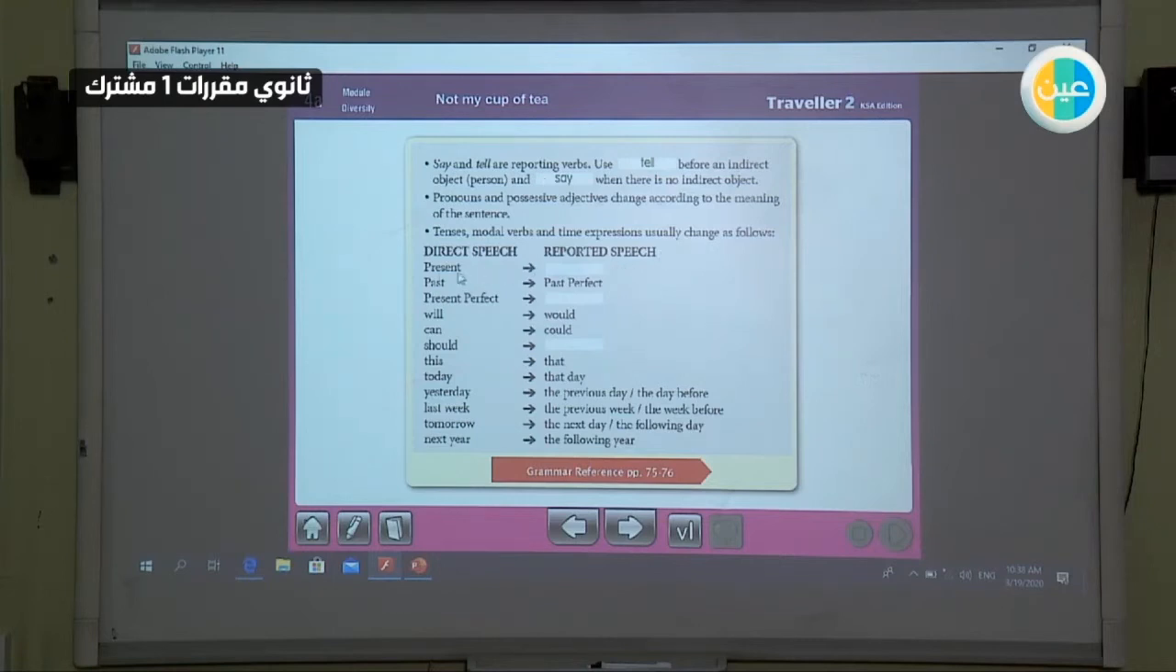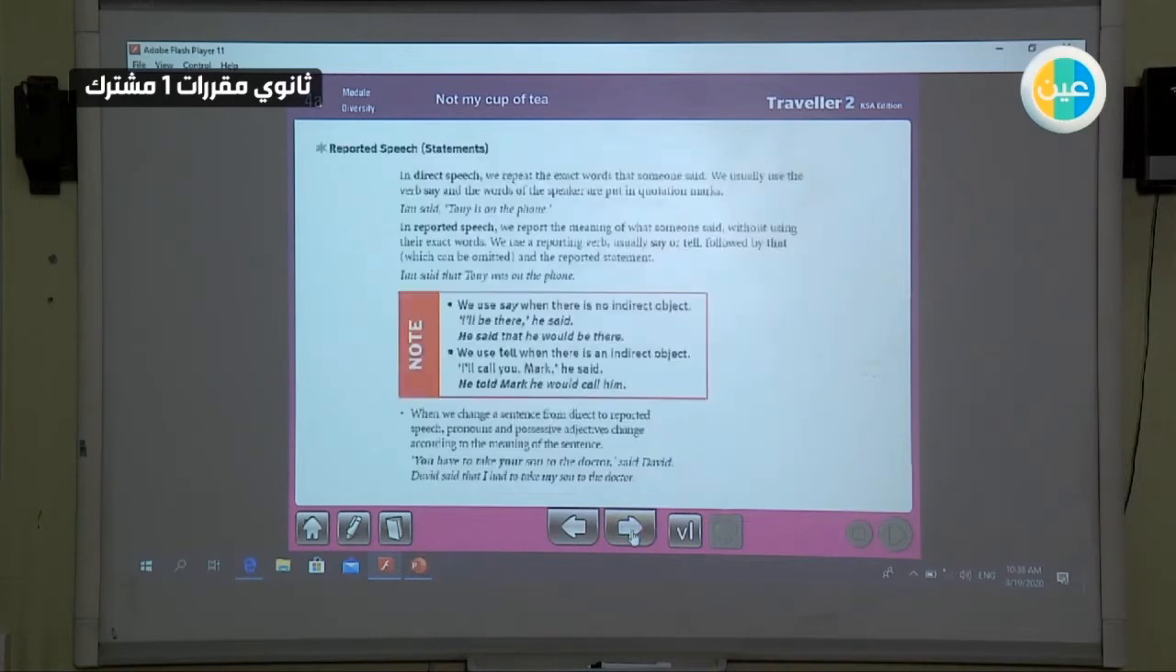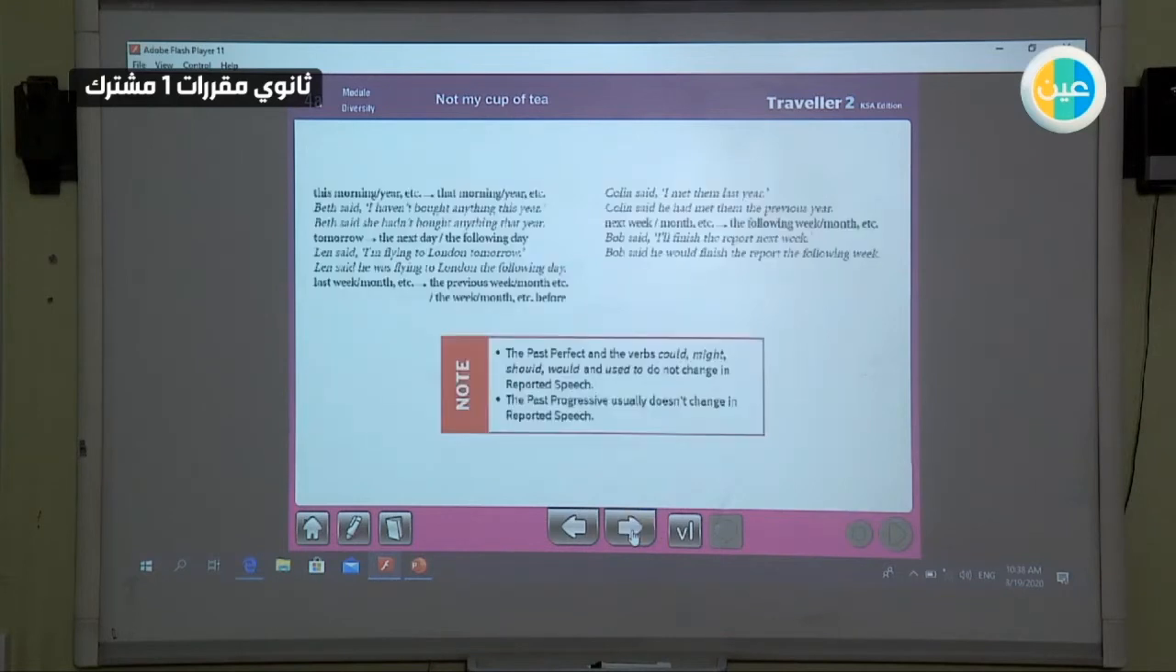Here when we change the tenses, like from present to past, from present perfect to past perfect, it will be the same. The past perfect and the verbs could, might, should, would, and used to don't change in the reported speech. So if you have these in the direct speech, you just put them as is in the reported speech. The past progressive usually doesn't change in the reported speech. If we have something like "was going" in the direct speech, and we want to change it to reported speech, we just use the same tense.